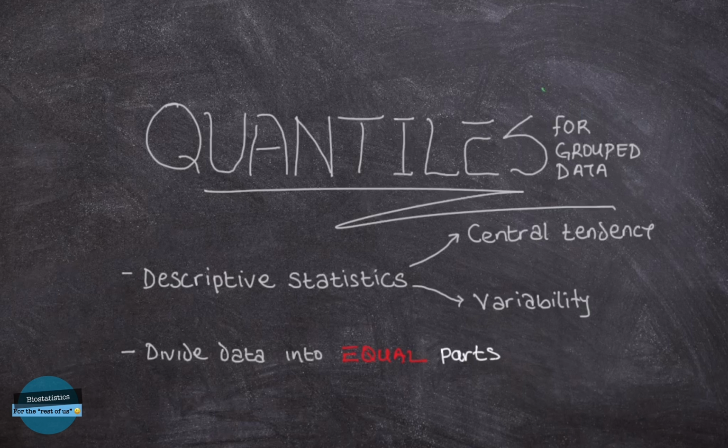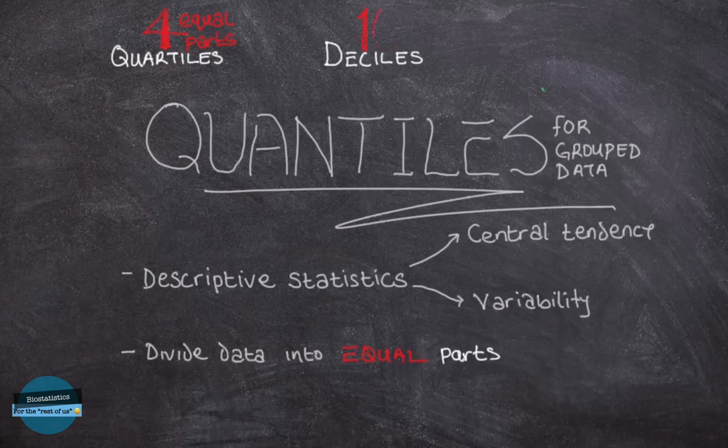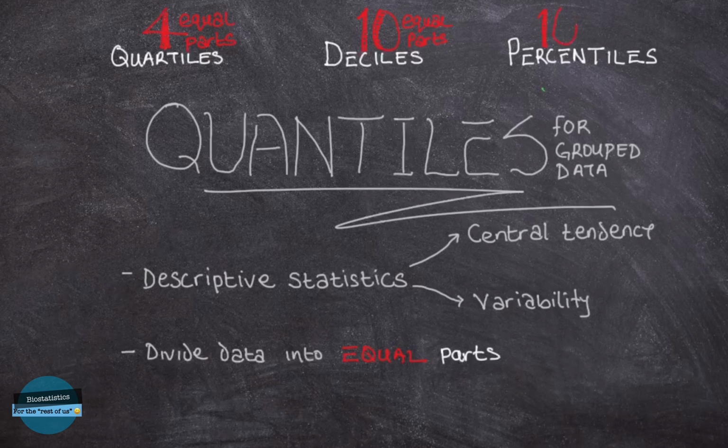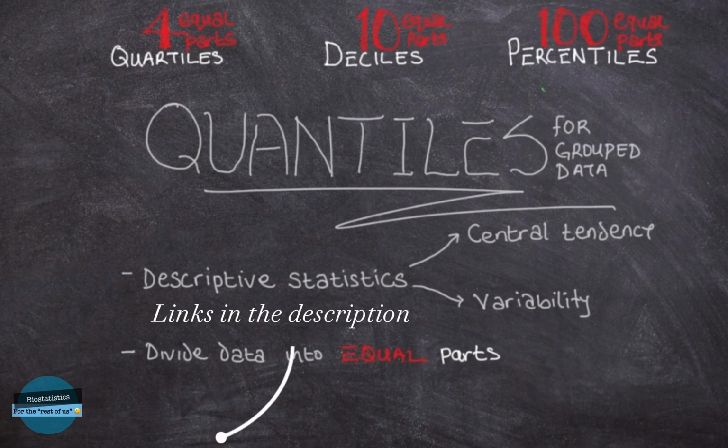Some common types of quantiles include quartiles, deciles, and percentiles. Quartiles divide the data set into 4 equal parts. Deciles divide the data set into 10 equal parts. And percentiles divide the data into 100 equal parts. In a previous video, I showed you how to compute quantiles for ungrouped data. You can find the links in the description of this video.